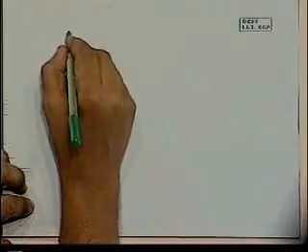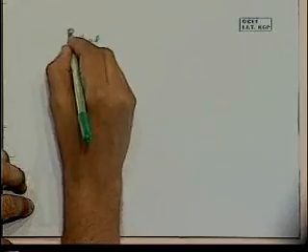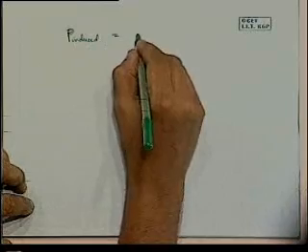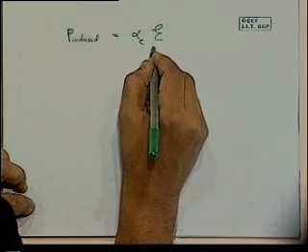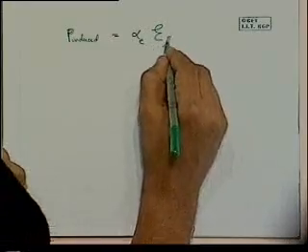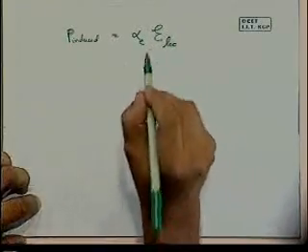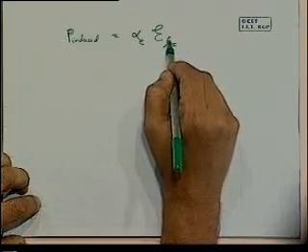Using this idea, then, we can write that P induced, which is the induced dipole moment, here it's a small p, instead of it being dependent on the applied field as before, we are making the correction here that it is dependent on the local field.